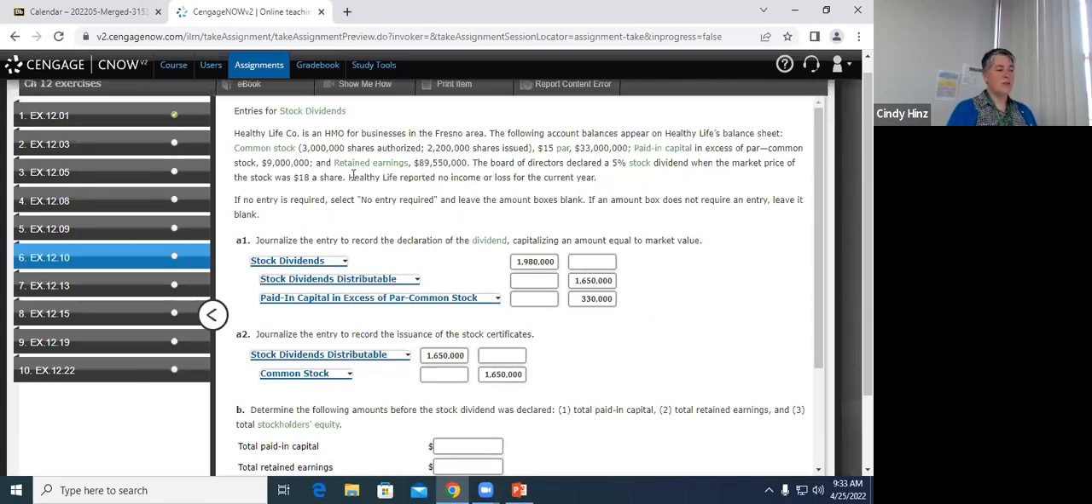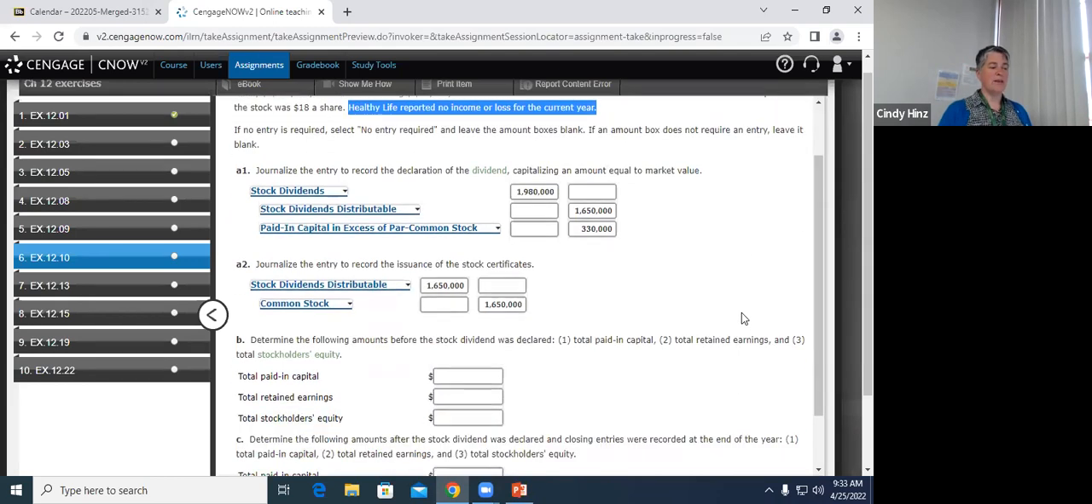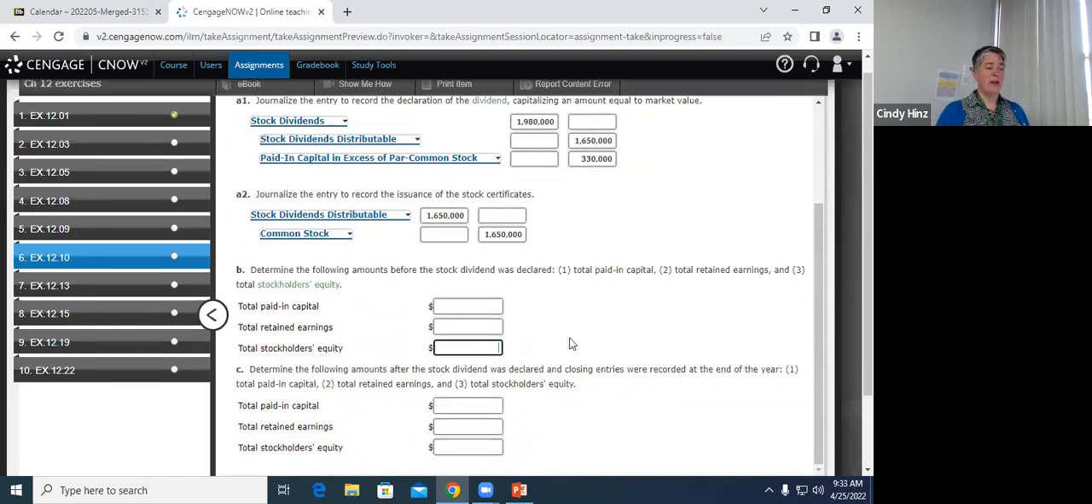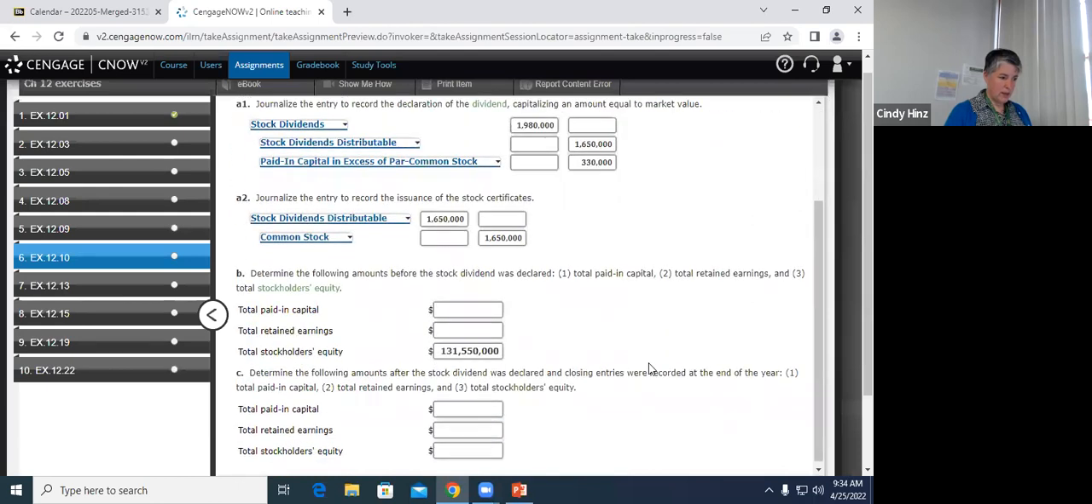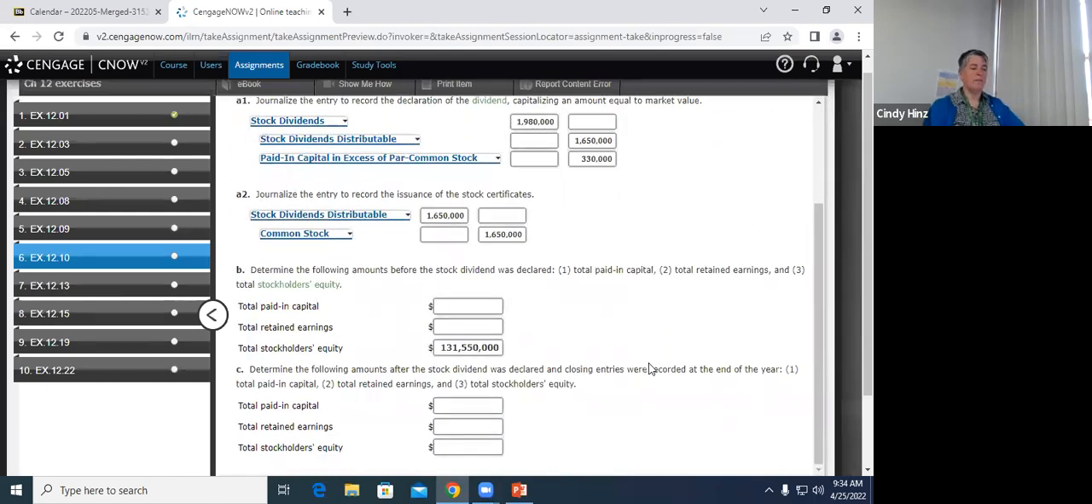In case you are wondering, this last sentence, which I had not yet read out loud, the reason that they tell us that there's no income or loss for the current year isn't because that's highly likely, but because it means that our equity wasn't impacted. So they've just made that simplifying assumption for us.